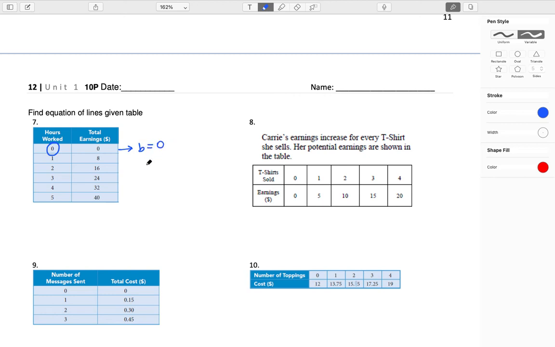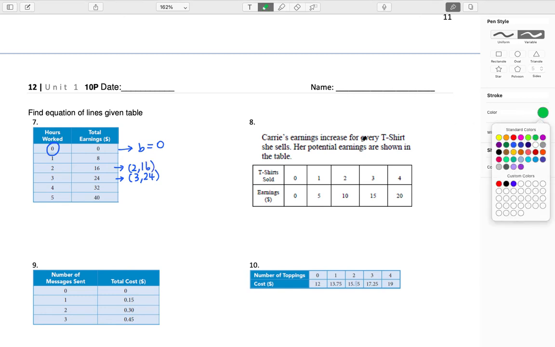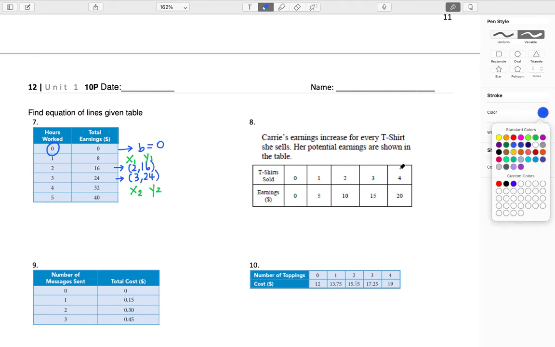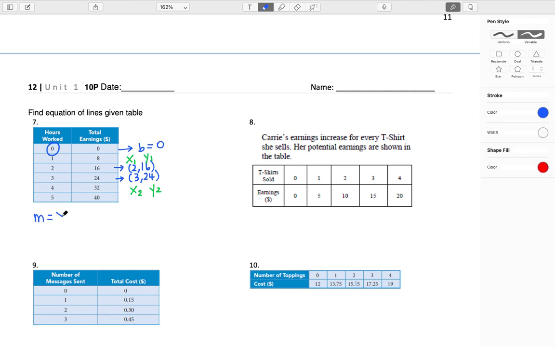And then to find slope, pick 2 points. So I could use this point over here, 3, 24, and I could use this point here, 2, 16. So 2, 16 could be represented as x1, y1, and this point will be x2, y2. So the slope formula is y2 minus y1 over x2 minus x1.